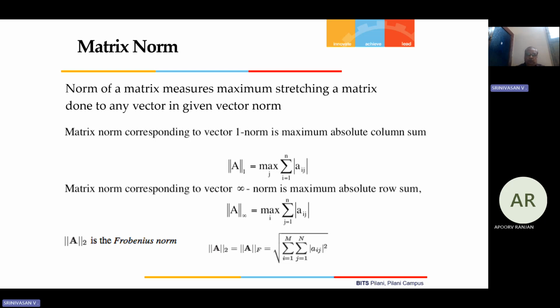And norm A suffix 2 can also be referred to as norm A suffix F, because it was named after Frobenius. He invented this norm and it is named after him, that's why it has the first letter F. So when you have the vector 2 norm, it is denoted by norm A suffix 2 or norm A suffix F, which is nothing but the double summation, i equal 1 to m, j equal 1 to n, of modulus Aij square.